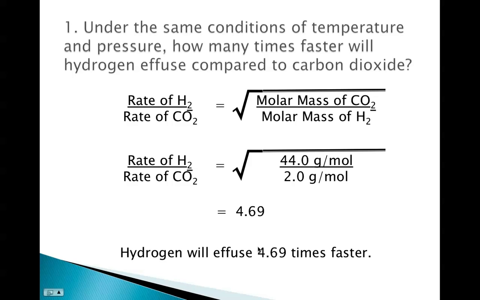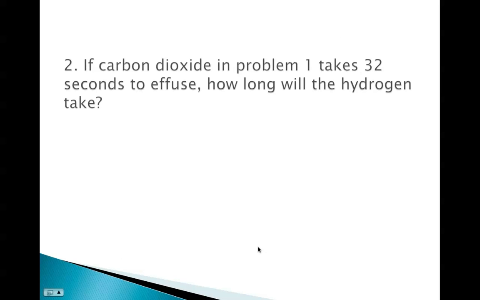Okay, so now we're actually going to use this information in question number 2. If carbon dioxide takes 32 seconds to effuse, how long will the hydrogen take? Well, we know that hydrogen is 4.69 times faster. So 32 seconds divided by 4.69 gives us 6.8 seconds for hydrogen. So again, a simple little calculation. We'll go over this a little bit more tomorrow in class as well and try out some more problems.